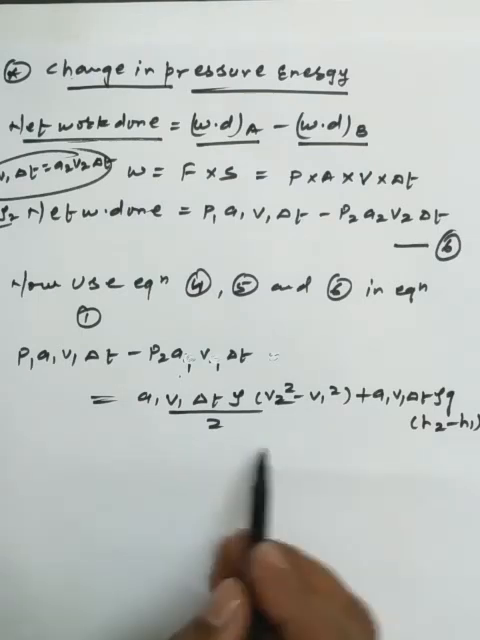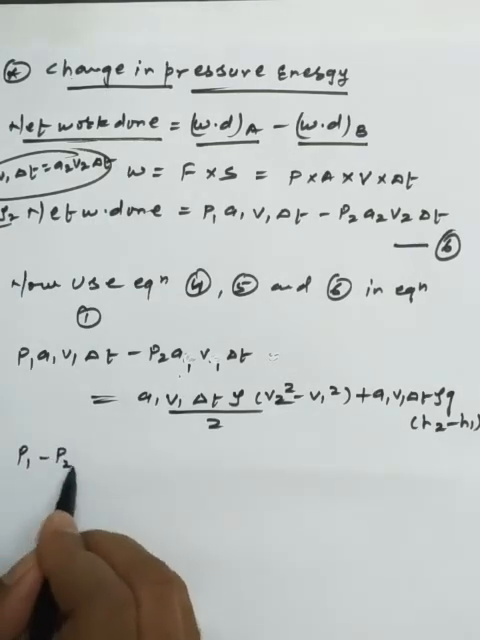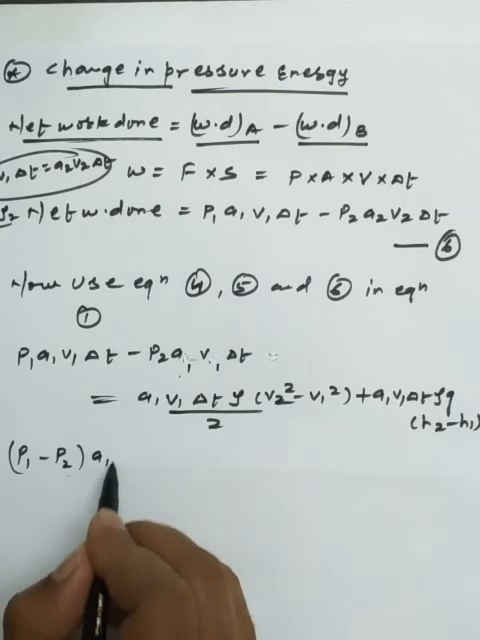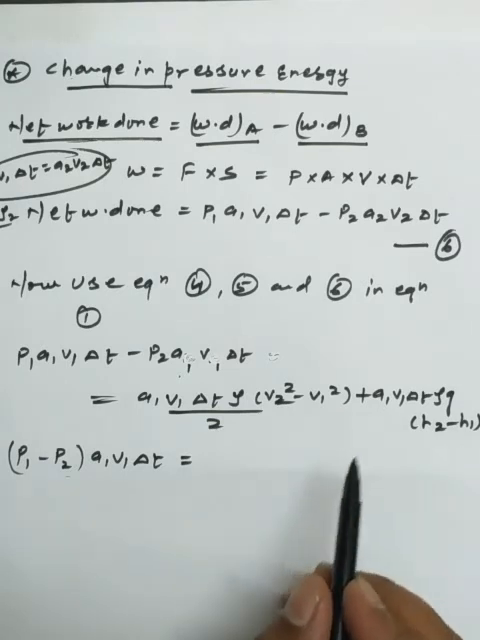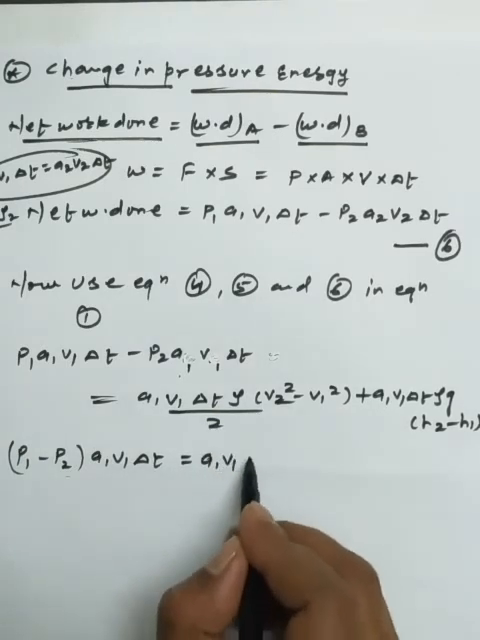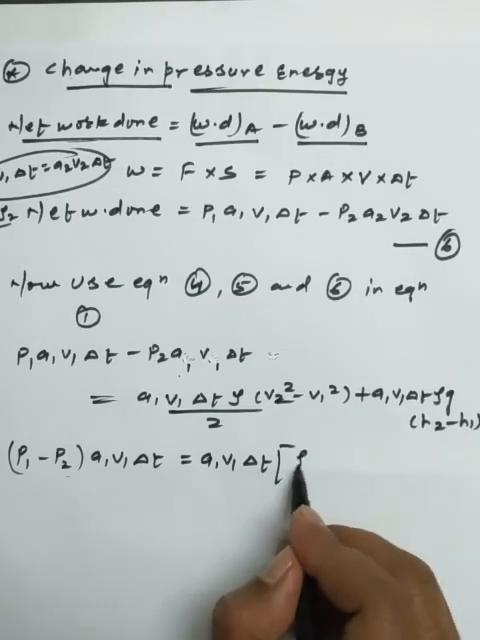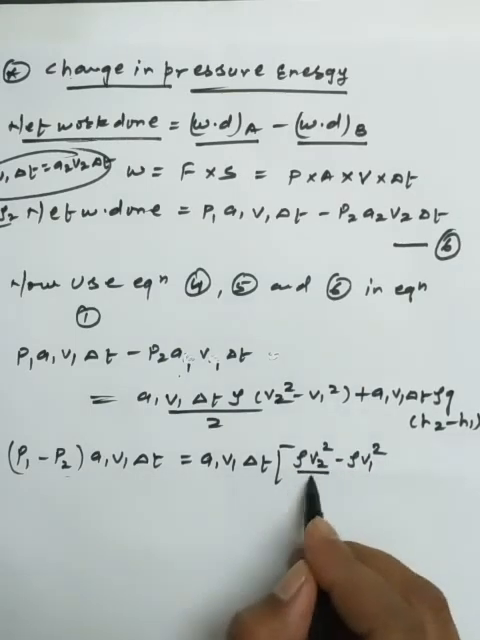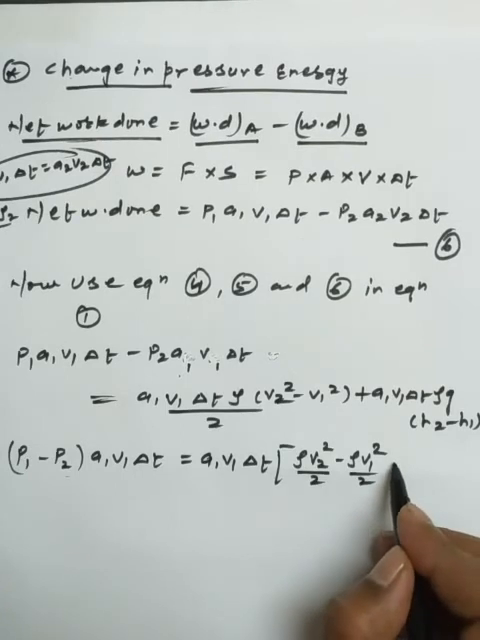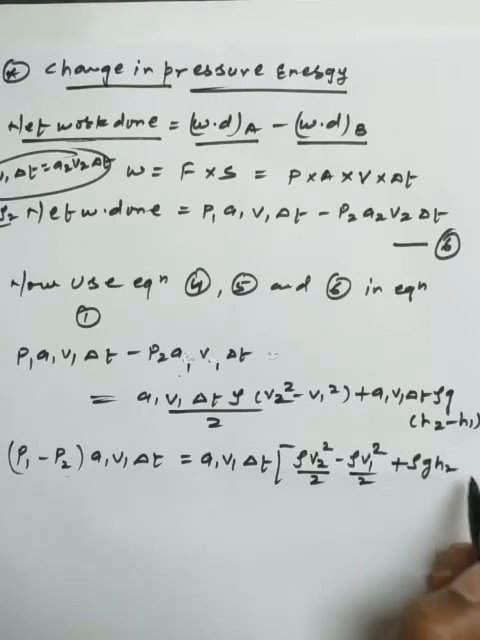Whenever I make them common and cancel them out, it comes in the formation: P1 minus P2, times A1 V1 delta T, which I have made common. I do the same on the right hand side: A1 V1 delta T, bracket open, rho V2 square minus rho V1 square by 2, plus rho G H2 minus rho G H1.